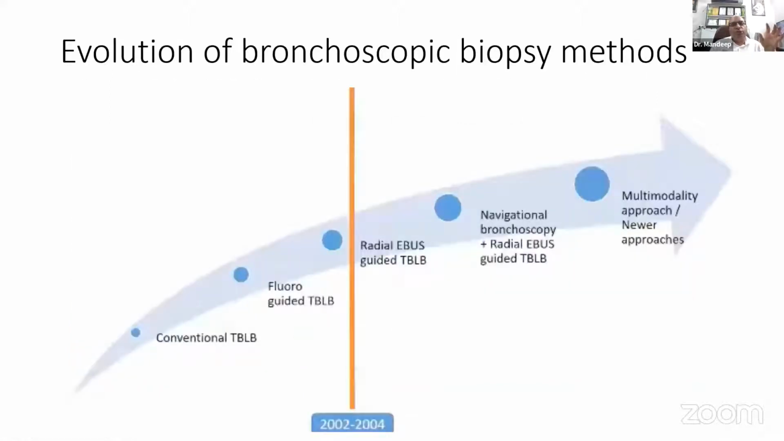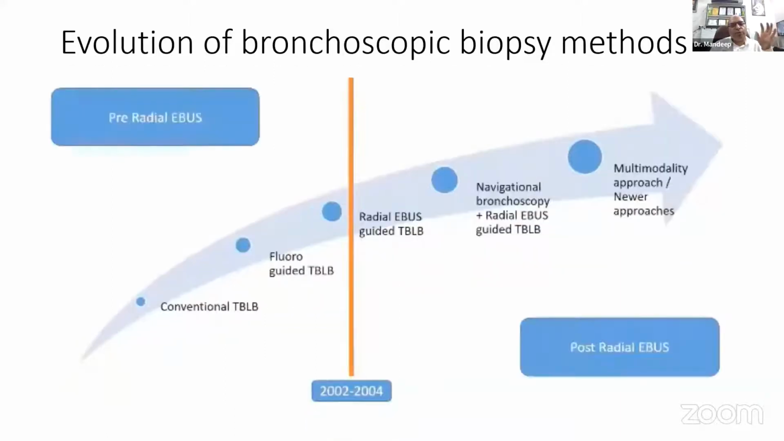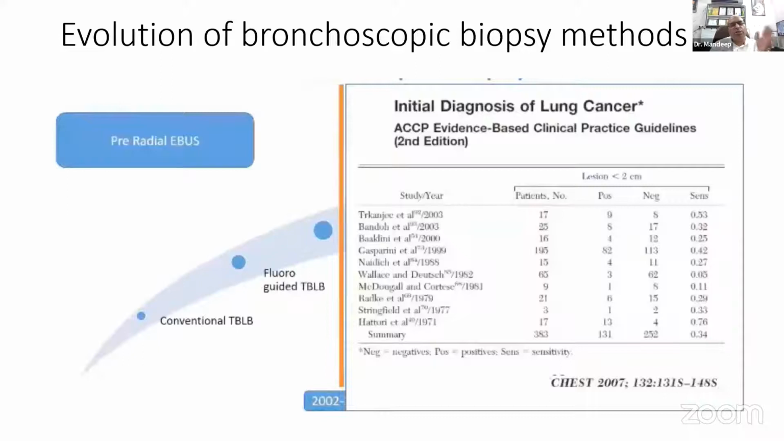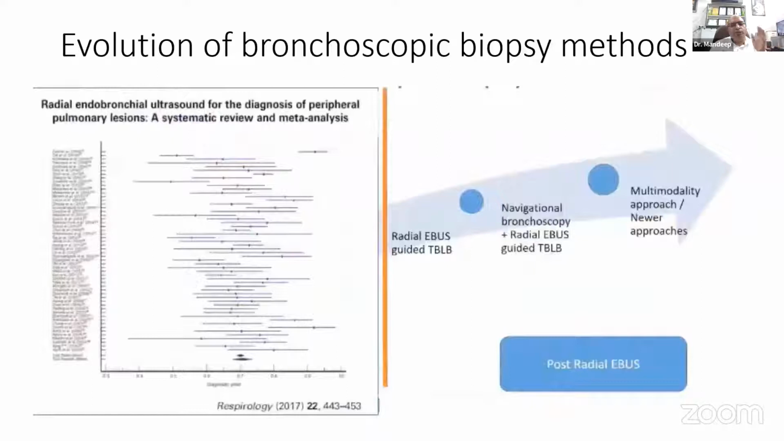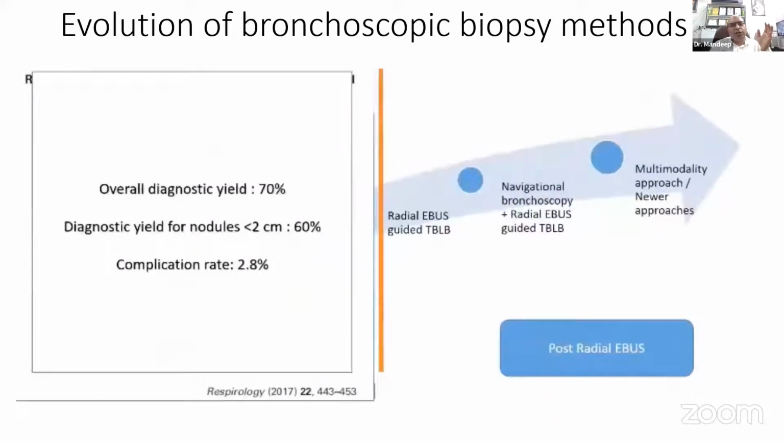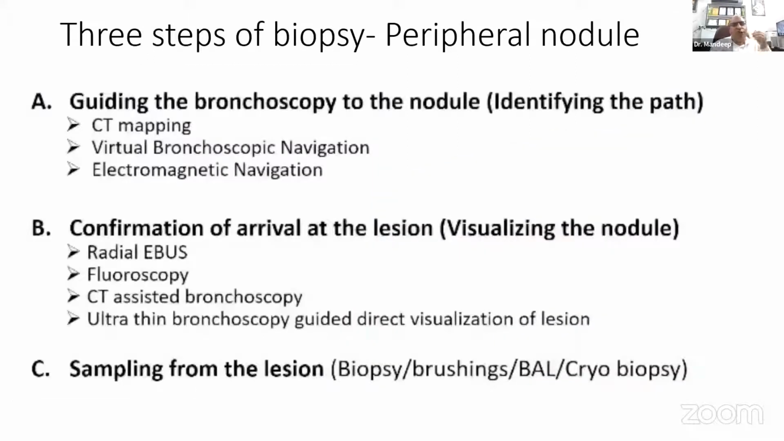So bronchoscopic procedures can be divided into before radial probe intervention and after radial probe intervention. Before radial probe, bronchoscopic methods used to yield around 30% of the diagnosis, so it was considered that they should not be routinely recommended. But after radial probe was discovered, the yield increased much. Overall diagnostic yield is 70%. For nodules less than 2 centimeters, it is around 60% with a complication rate of 2.8%. So these days, it is recommended as an initial test.